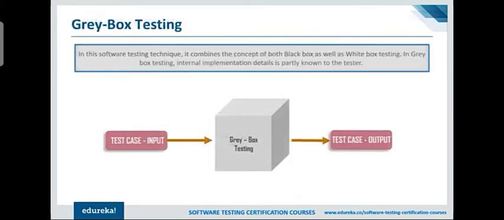And next we have gray box testing. It combines the concept of both black box and white box. That is, internal implementation details are partly known to the tester, while the rest of the internal implementation details are not known to the tester. And that's the reason it is called gray box testing. So these are the three methods of software testing.